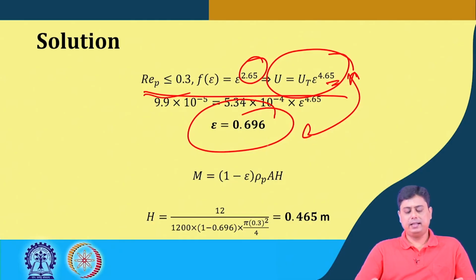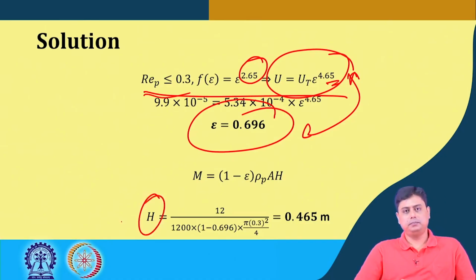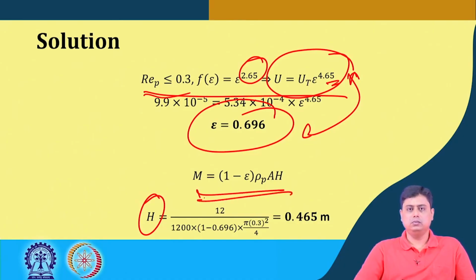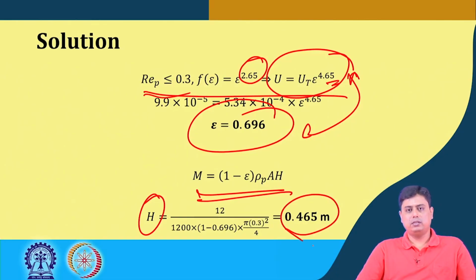Once we know epsilon, and we know the mass of the bed, we can find the height of the bed by this relation, which we are using in almost all the worked problems, that gives the height as 0.465 meter.